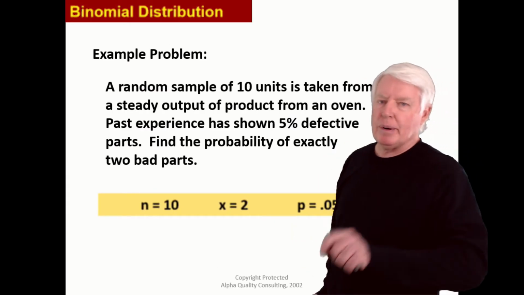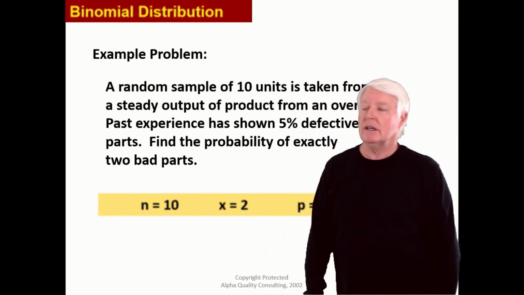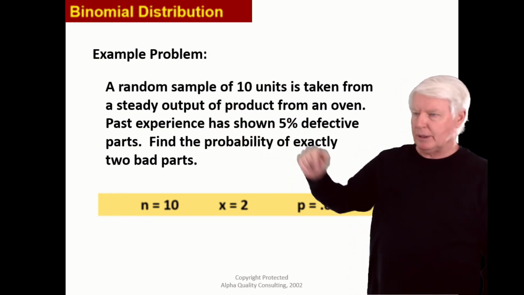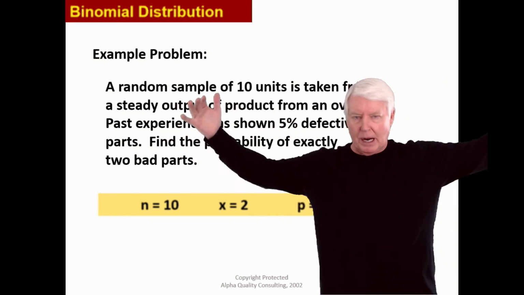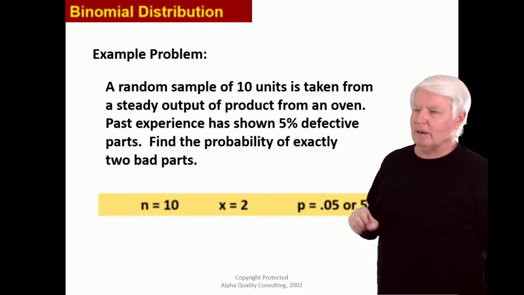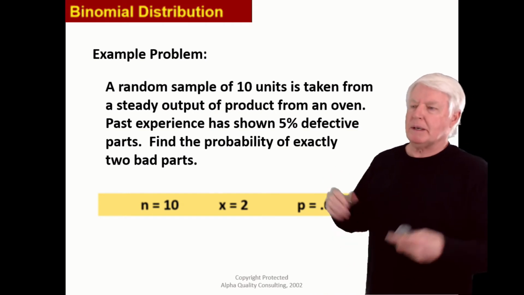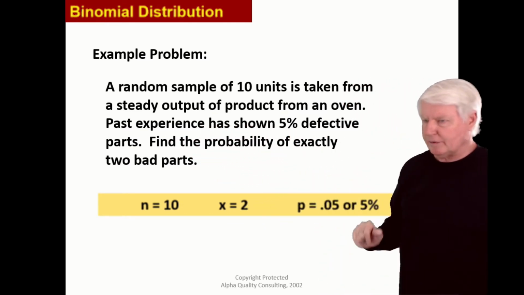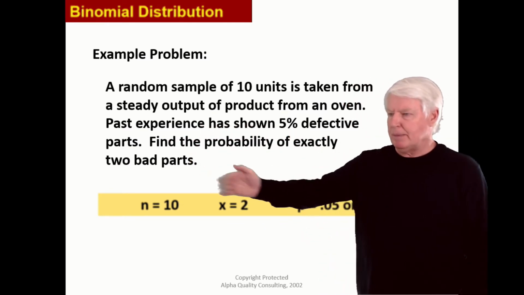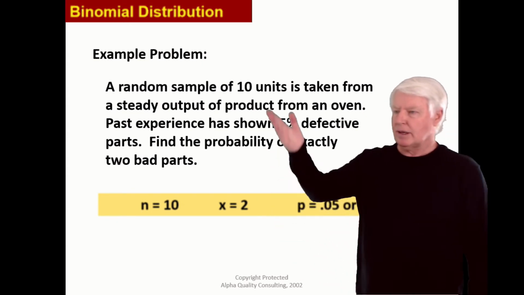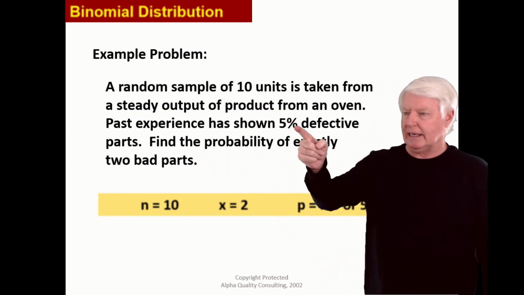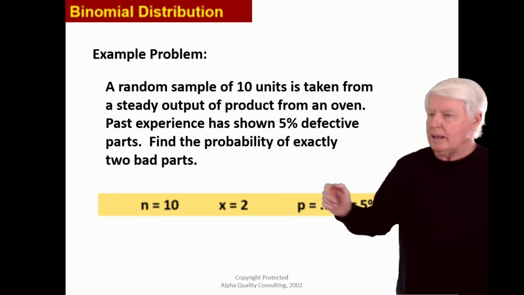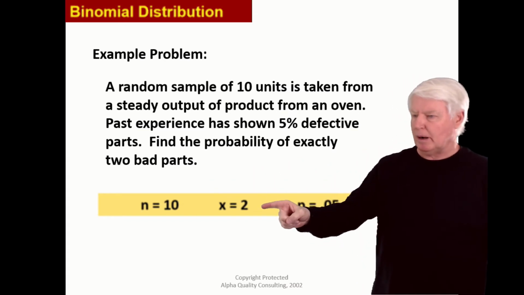25.2%. Let's do another problem, only let's not use the mathematical equation. Let's use the tables instead. A random sample of 10 units is taken from a steady output of product from an oven. Okay, a big population, that's good for binomial, because whether you sample with replacement or not, the binomial assumption should hold true for us. Past experience has shown 5% defective parts. Find the probability of exactly two bad parts. So there I wrote down everything I need. N equals 10. P bar equals 5%, or 0.05 is what we'll use. And find the probability of exactly two parts.